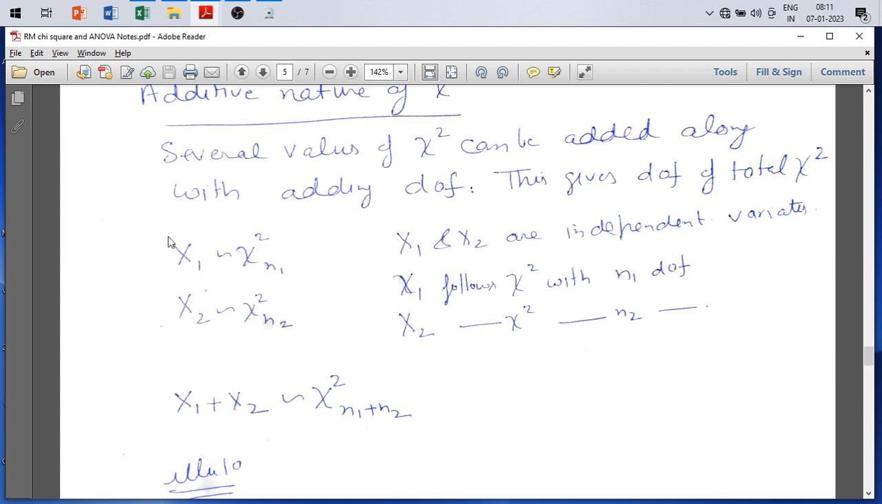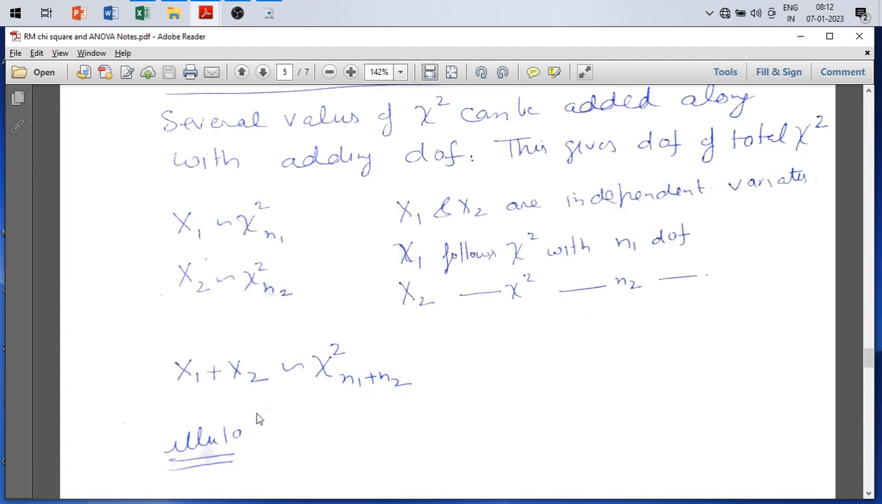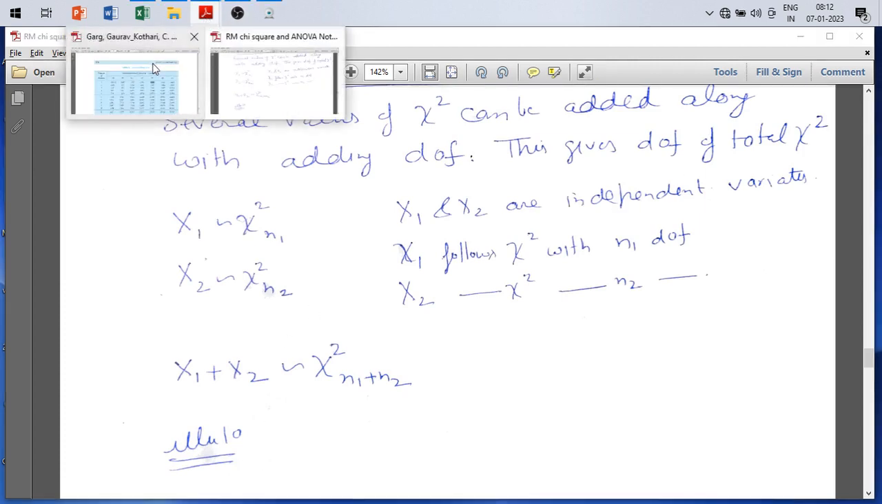Now if we add x1 and x2, so x1 plus x2, the result will be a chi-square distribution only, and the degree of freedom of this chi-square distribution will be n1 plus n2. So we are just adding the degrees of freedom as we are adding the chi-square values. Okay, and this idea is useful many times. We'll look at example 10 from the textbook where this idea is used.